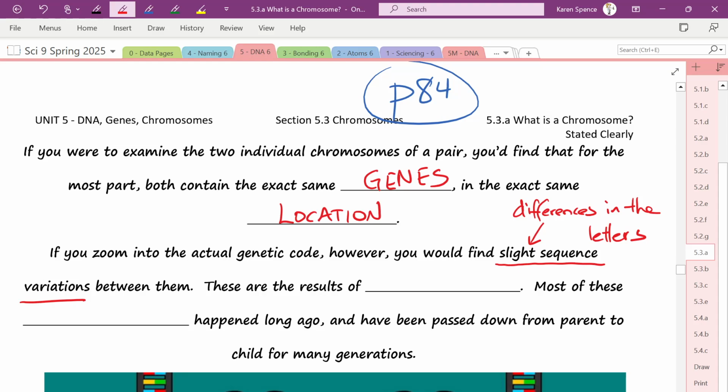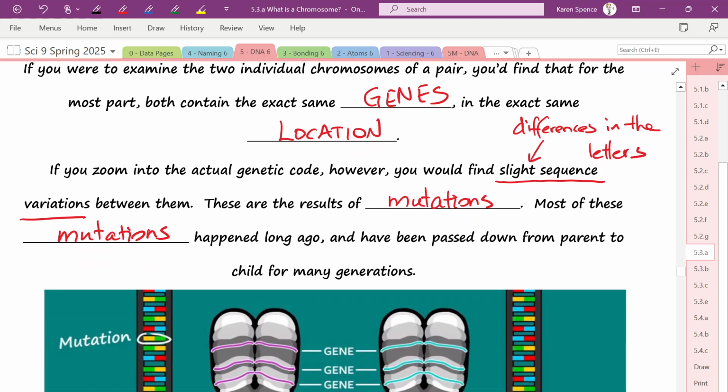What causes these little differences in the letters? Mutations, yes. These are the results of mutations. Most of these mutations happened long ago, and they've been passed down from parent to child for many generations.